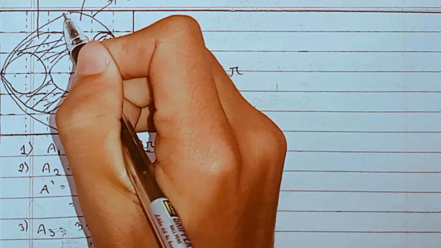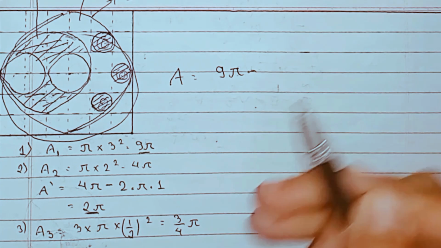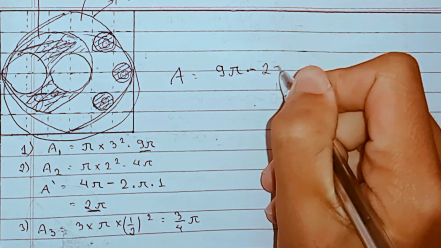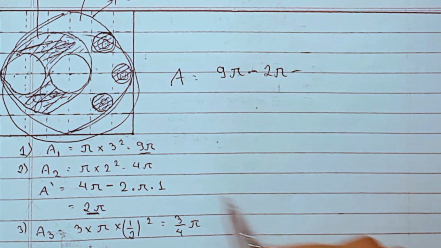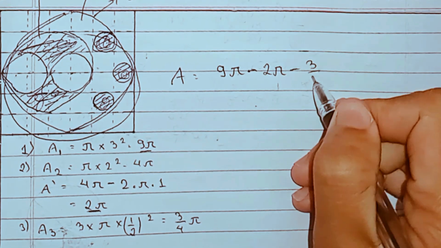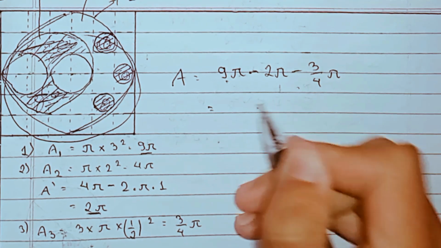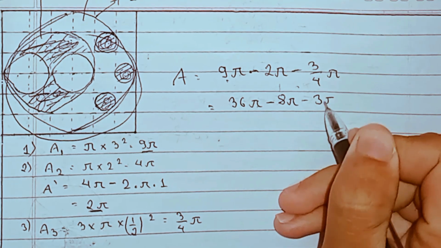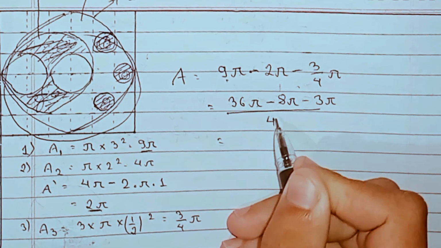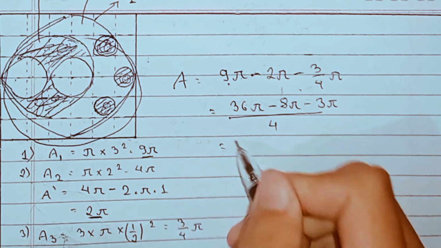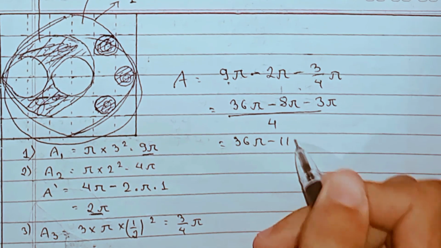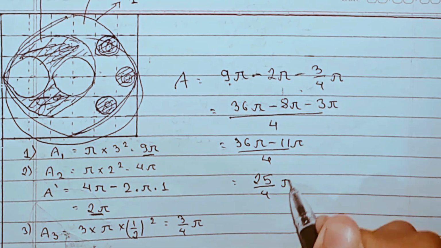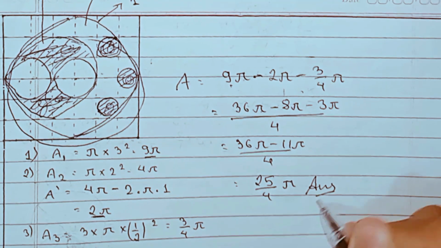So hence the answer area equals 9 pi, the grand total, minus the area of the shaded part, which is 2 pi, and finally minus the area of the three shaded portions, which is 3 by 4 pi. So 9 fours are 36 pi minus 4 twos are 8 pi minus 3 pi upon 4. So 36 pi minus 11 pi by 4 is equal to 25 by 4 pi, which is the required answer.